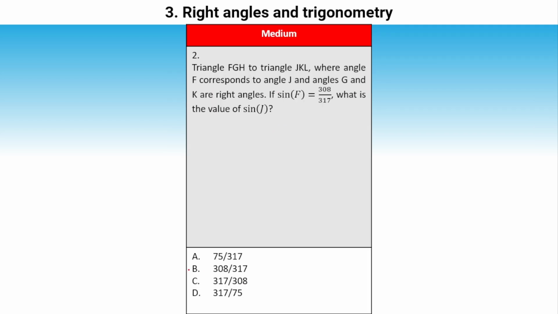So let's see this one question with the medium difficulty. Triangle FGH. Okay, let's have a triangle. I'm going to make it a right angle. Triangle FGH to triangle JKL, where angle F corresponds to G. Okay, no problem. Let's say this is F, this is G, and this is H, and here it is showing F is corresponding to J, G is corresponding to K, H is corresponding to L.